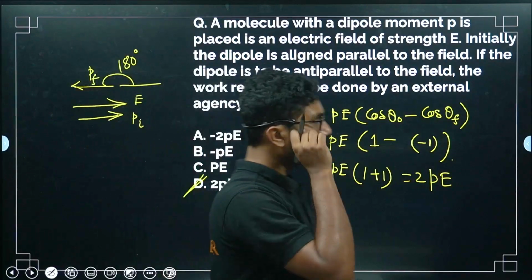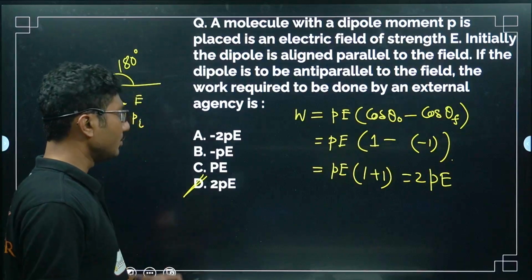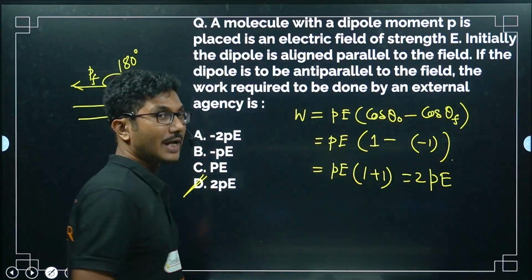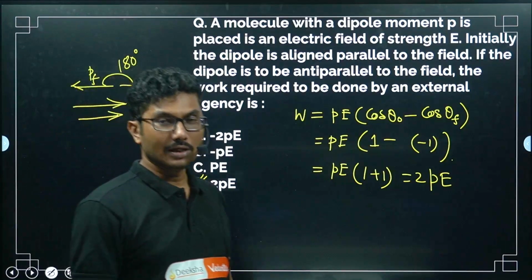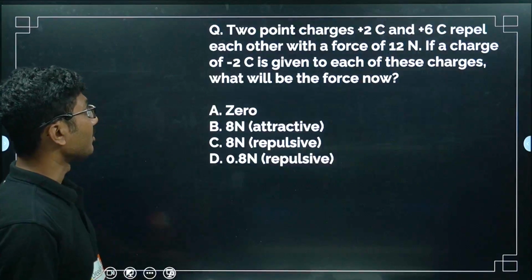This is a very common problem, even for your PU board MCQ. This type of question comes. Sometimes they will ask you, if the angle is rotated by 90 degrees, what is the work done, right? So you have to remember that. Now, let's move on to the next problem.